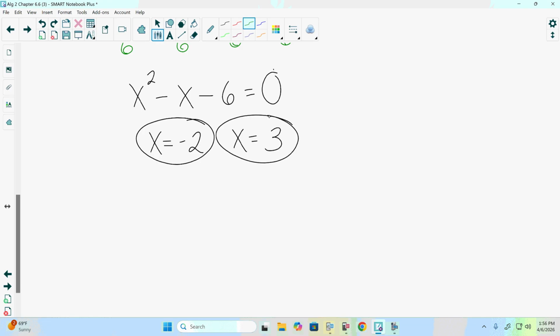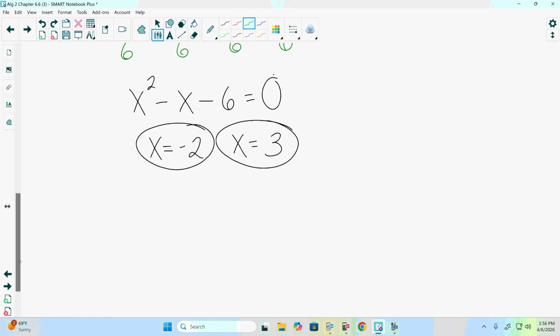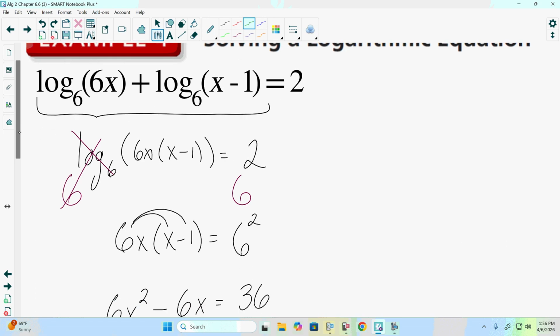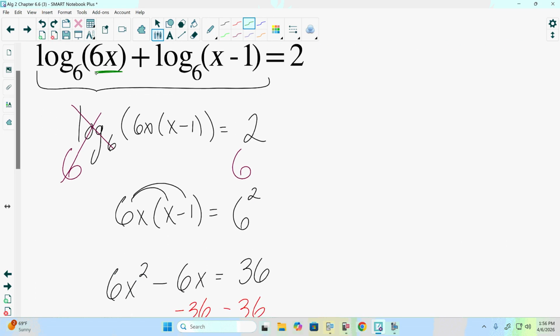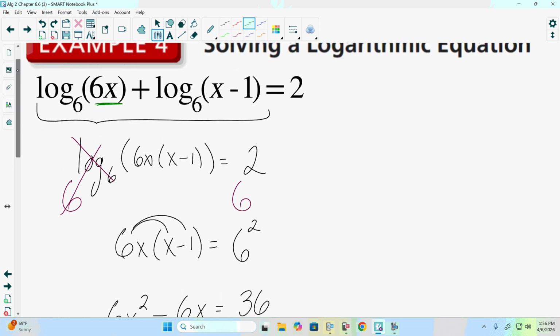The graphing calculator told me the 2 values of x that make this 0 are negative 2 and 3. Which one do we think doesn't work? The negative 2. And the reason I would lean that way is 6 times negative 2, there's nothing there to correct that negative and make it positive. And if I wanted to check, log base 6 of 6 times negative 2 plus log base 6 of negative 2 minus 1.